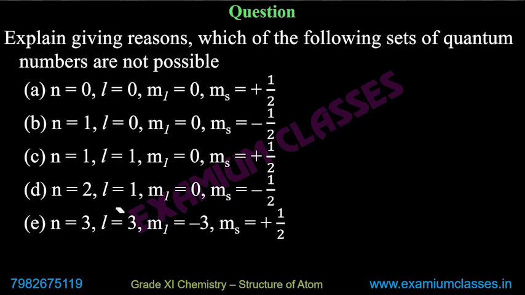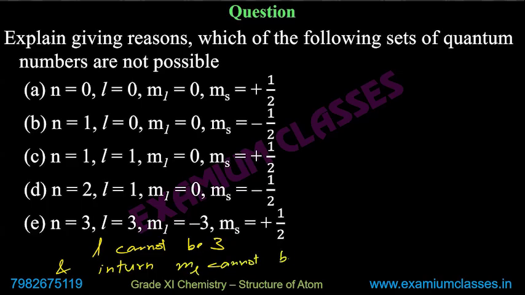So understand these types of questions, very common questions. It is advisable that you write both, but this one is primary. So L cannot be 3, and subsequently, or you can say in turn, ML cannot be -3. Maximum value of L can be 2. For n equals 3, it can be 0, 1, 2, not 3.